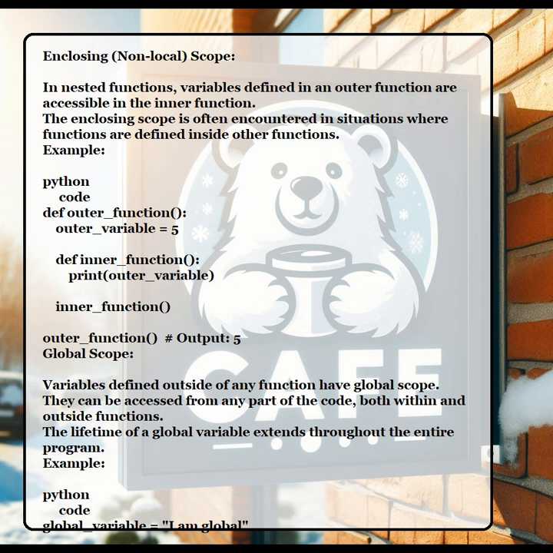Example, Python code. def outer_function(): outer_variable = 5, def inner_function(): print(outer_variable), inner_function(). outer_function() # output: 5. Global scope. Variables defined outside of any function have global scope.